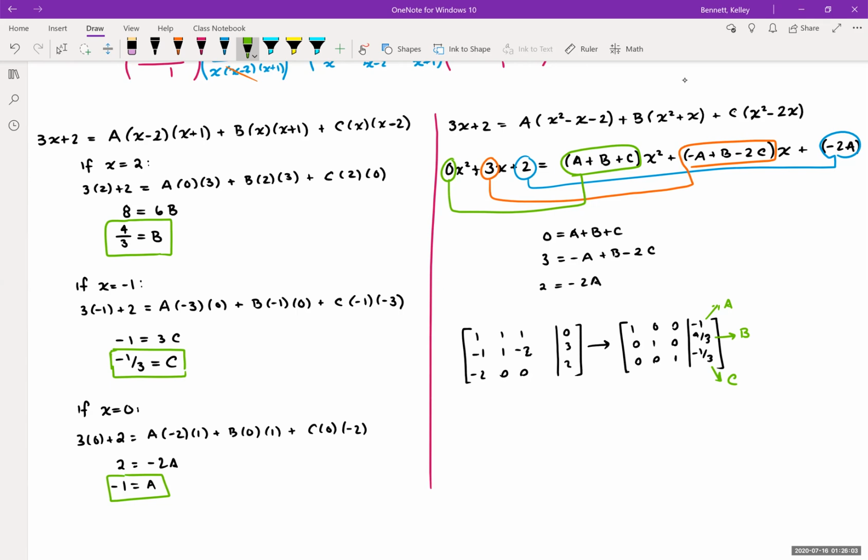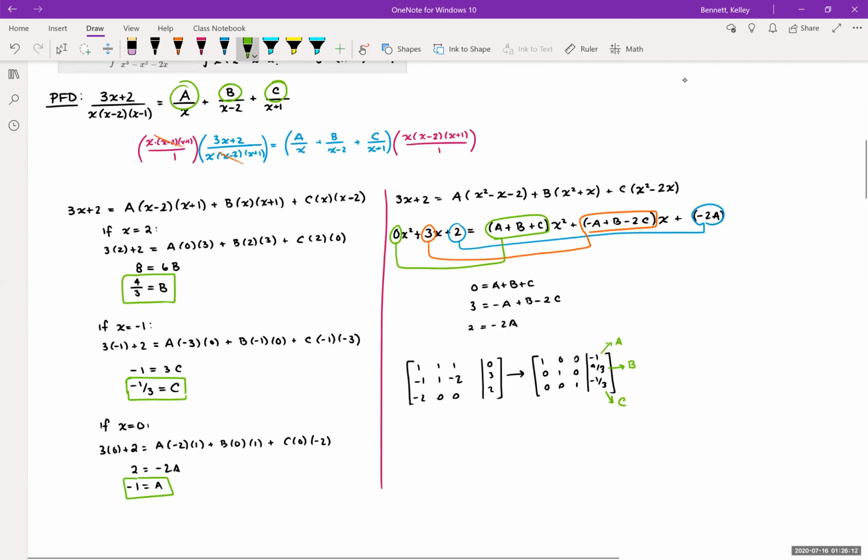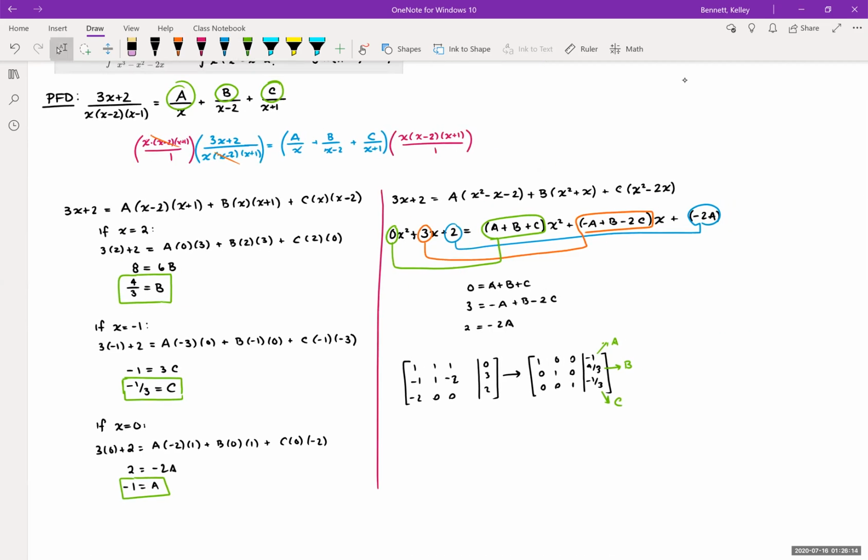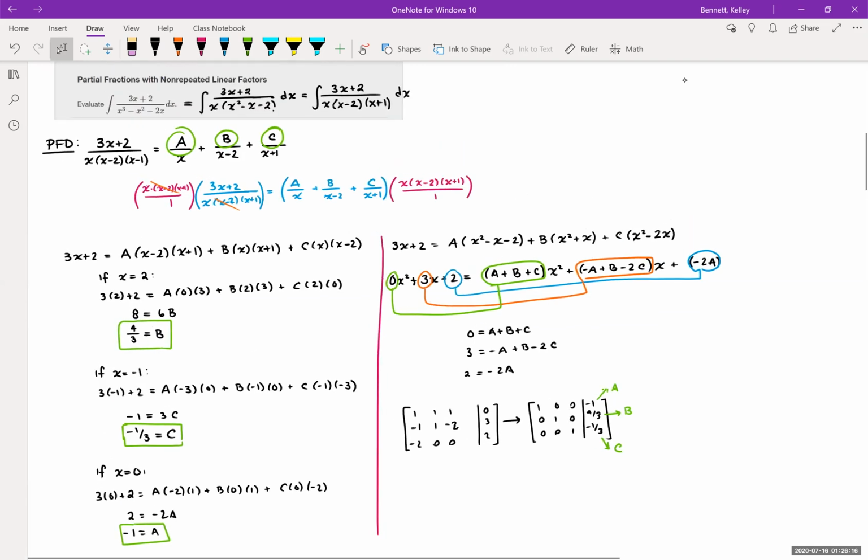This is really the hard part about partial fractions. The majority of your time spent working these problems is going to be determining A, B, and C, or A, B, C, D, E, F, or whatever it is that you have to do for a problem. So now that we have that, we're finally ready to integrate. So let me do this. I'm just going to steal.